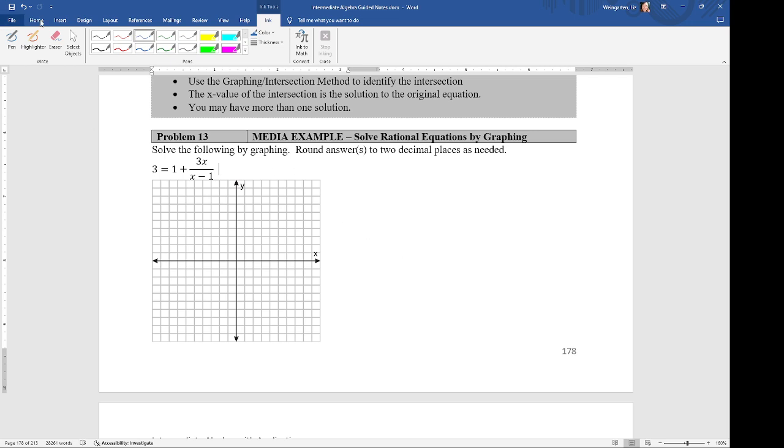So the first thing I'm going to do is set it up so that my rational expression is all by itself. So I'm going to subtract 1 from both sides. Now I'm going to determine the domain. The domain is all numbers that make it so the denominator cannot be 0. So the only number that's going to make the denominator equal to 0 is 1. So we're going to have all real numbers except for 1.